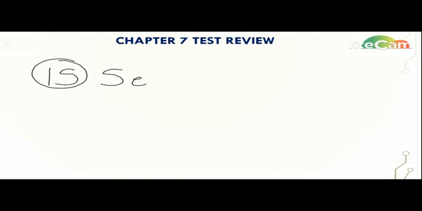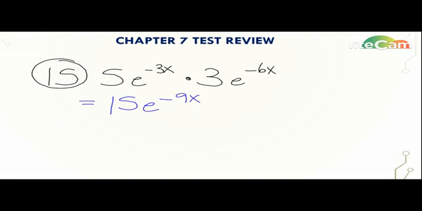For number 15, I have 5 times e to the negative 3x times 3 e to the negative 6x. Notice this is all multiplication. I can just take the 5 times 3, make it 15e to the negative 9x. Remember that you add the exponents in that case. And I'm going to flip the e to the 9x to the bottom of the fraction because that's a negative exponent. And my answer is 15 over e to the 9x.